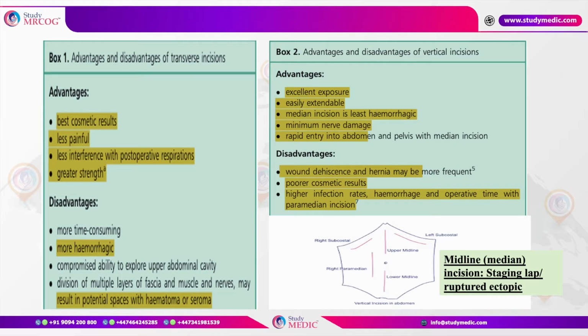Now vertical incisions. Vertical could be midline, upper midline, lower midline or paramedian, right or left paramedian incision. There is excellent exposure with these. These are easily extendable. Median incision is less hemorrhagic. There is minimum nerve damage and rapid entry into the abdomen. Disadvantages include wound dehiscence and hernia, and poor cosmetic results. There is a higher rate of infection, hemorrhage, and operative time with paramedian incisions.